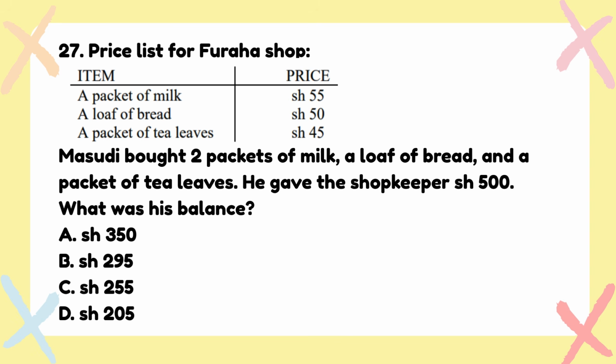27. Price list for Faaha shop. Milk SH55. Bread SH50. Tea leaves SH45. Masudi bought 2 packets of milk, a loaf of bread, and a packet of tea leaves. He gave the shopkeeper Sh 500. What was his balance? A. Sh 350. B. Sh 295. C. Sh 255. D. Sh 205.